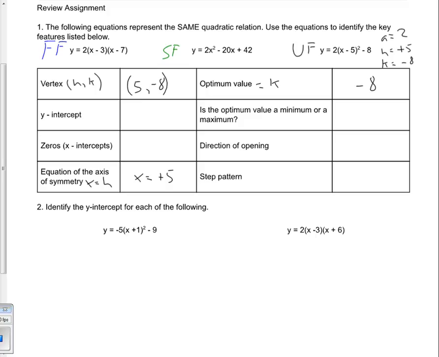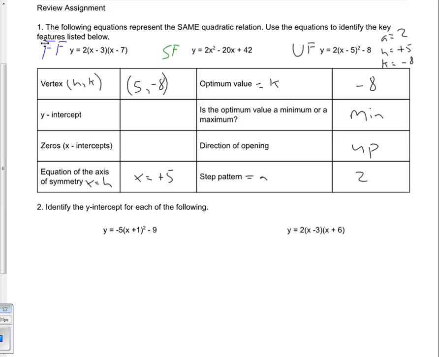Is the optimum value a minimum or a maximum? Well, we know that the a value is positive, so therefore it must be a minimum. The direction of opening is up. Again, we can get that from the a value. And the step pattern is equal to the a value, so the step pattern is actually 2.